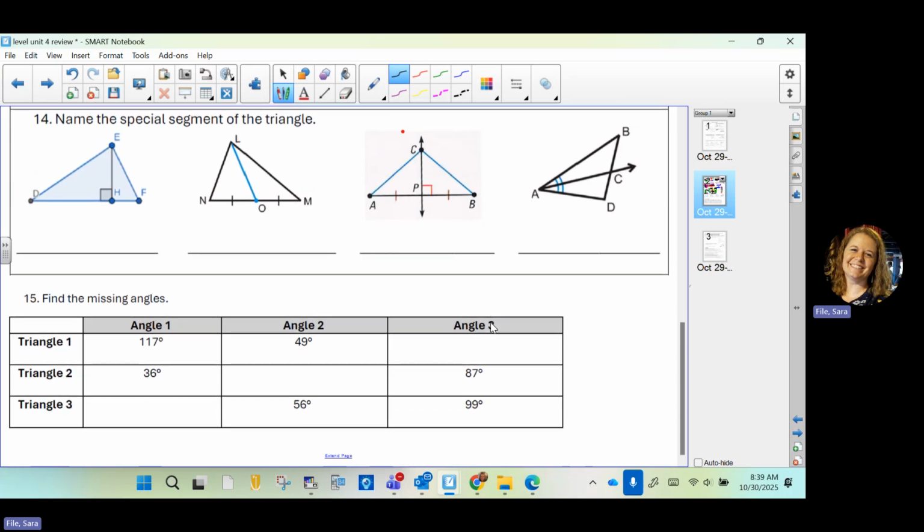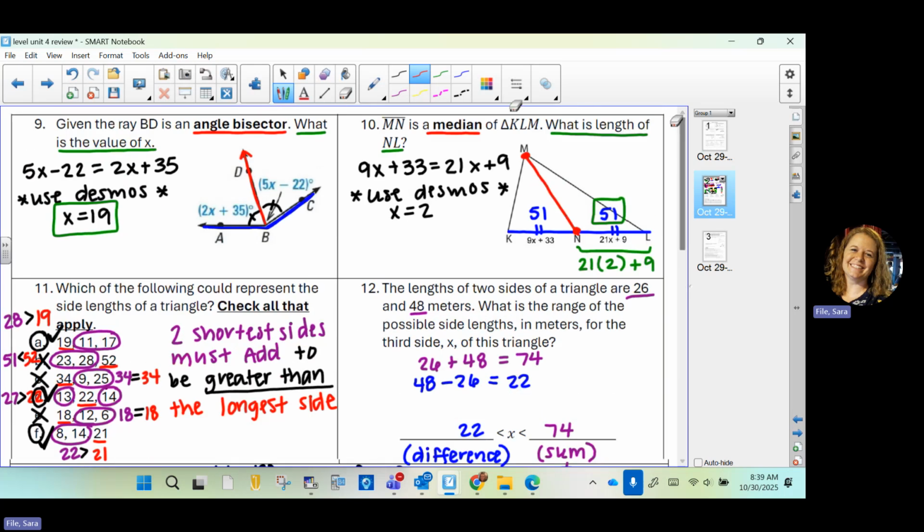Okay, so number 14 is asking us to name the special segments. Okay, again, this goes back to these. This is from 4.4 notes. The special segments we learned, the 4 were altitude, angle bisector, perpendicular bisector, and median. So we have to know the difference in those and what they look like in the markings. So remember that at the top of this, we said that a median connected a vertex to the midpoint of the opposite side, right?